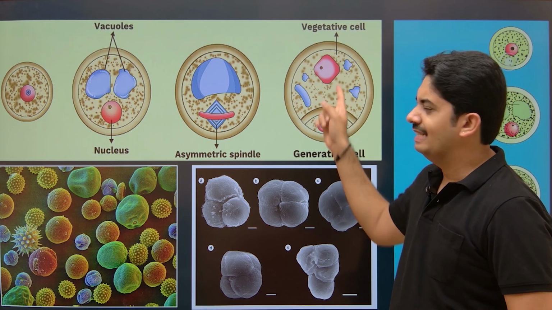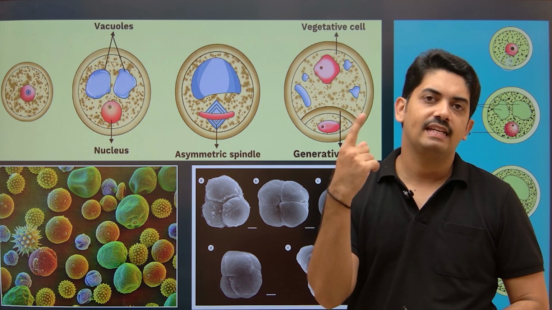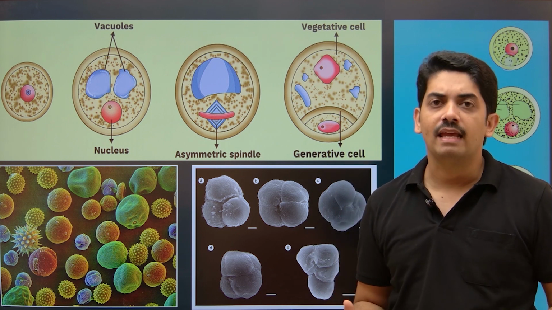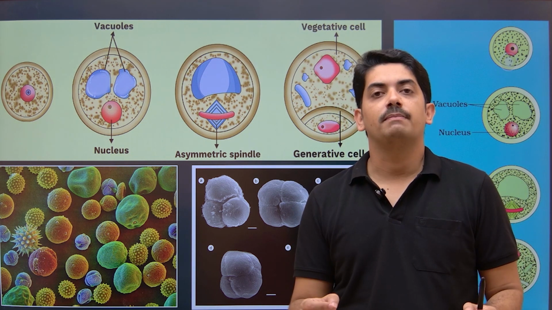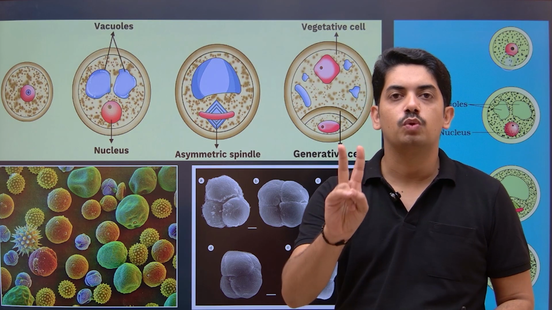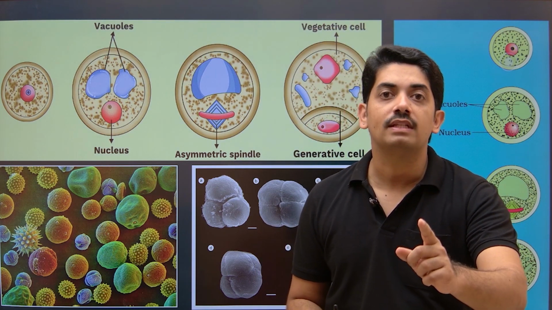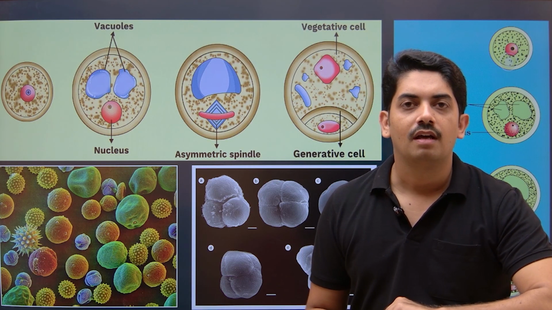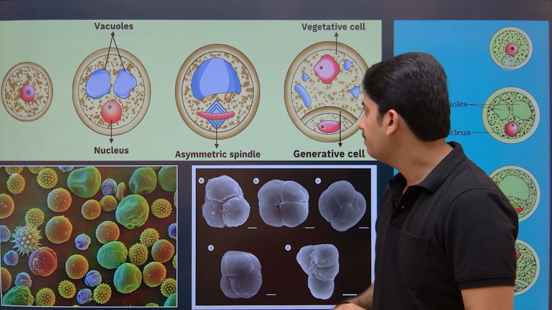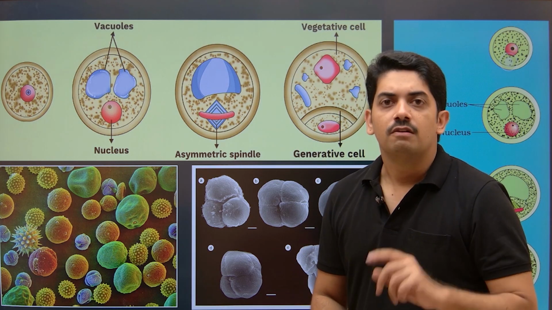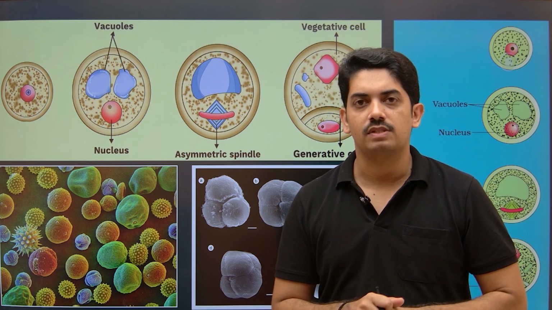Now tell me, how many cells are present in the matured pollen grain? 2 cells, one generative cell and one vegetative cell. Is it the same in the case of all plants? No. 60% of the plants release their pollen grains in the 2-celled stage. The remaining 40% of the plants release their pollen grains in the 3-celled stage. Now again a question, what is the 3-celled stage? Very important. This generative cell further undergoes mitotic division and forms 2 generative cells.